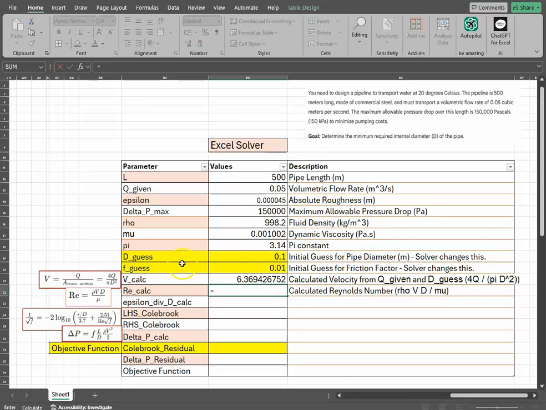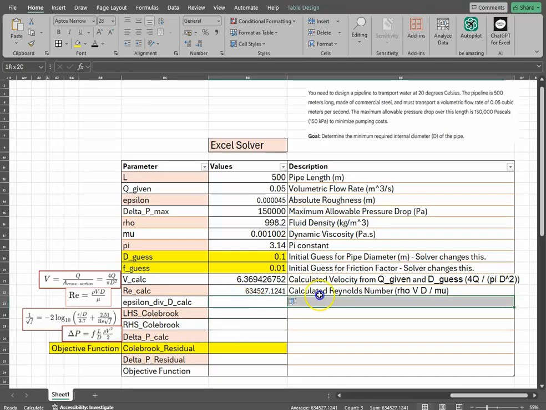That is equal to rho. Rho is here. Rho into V. V is here. Into D. D is the guess value. Divided by mu. Mu is here. So you got that calculated Reynolds number.